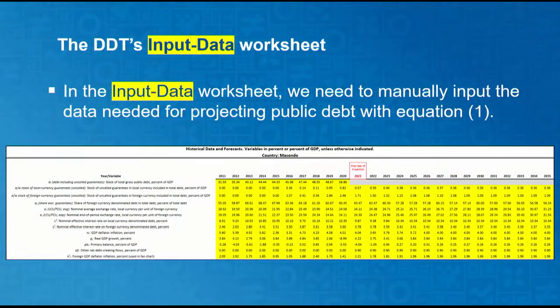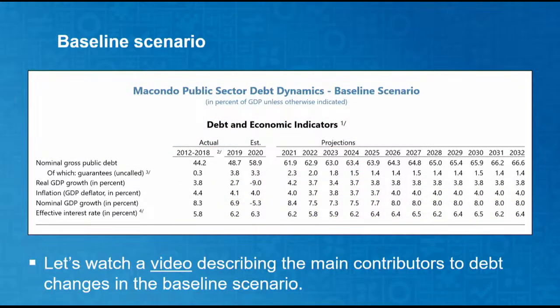On the DDT's input data worksheet, we need to manually input the data needed for projecting public debt with equation 1. Once you input all this data, the DDT automatically produces the baseline scenario, in which you will get as an output not only the projection of your debt to GDP ratio, but also the main debt and macroeconomic indicators implied by these projections. Let's now watch a video describing the main contributors to debt changes in the baseline scenario.